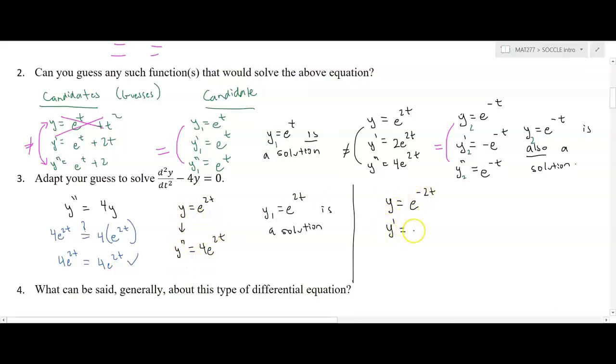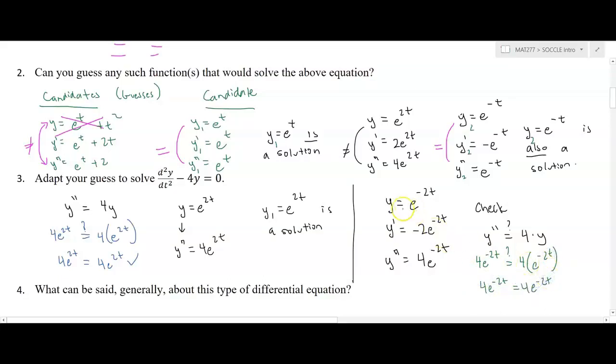y prime equals negative 2e to the negative 2t, and y double prime equals negative 2 times negative 2, which is 4e to the negative 2t. And to just check my work, I have to see, does the second derivative of y equal 4 times y? Well, if I substitute in what y double prime is, it is 4e to the negative 2t. And does that equal 4 times e to the negative 2t? And you can see that clearly these are going to be equal on both sides.